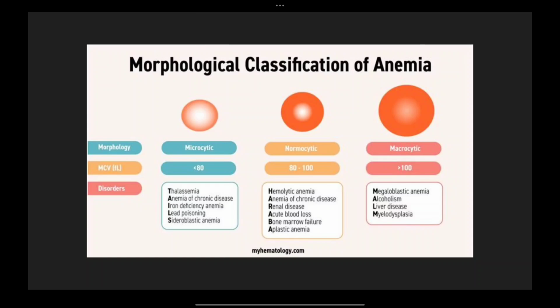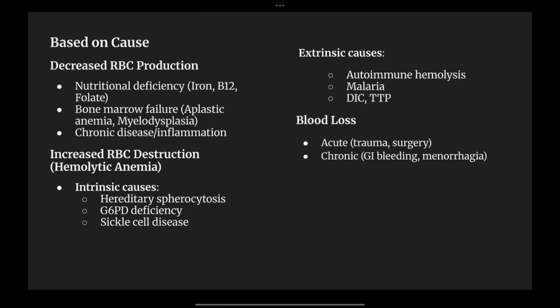Now coming back to macrocytic anemia: megaloblastic anemia, alcoholism, liver diseases, myelodysplasia. So these are the different disorders that are causing the anemia. Now we covered the different anemias based on RBC cell size. Now we'll see based on the cause, what is the reason for the anemia to happen.